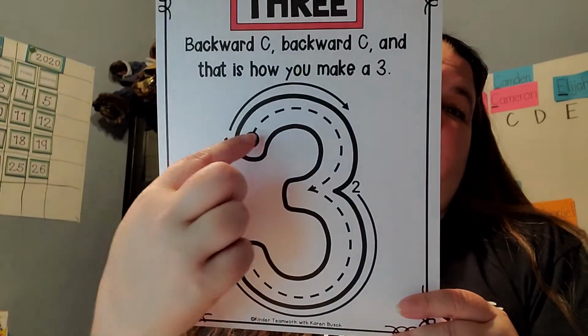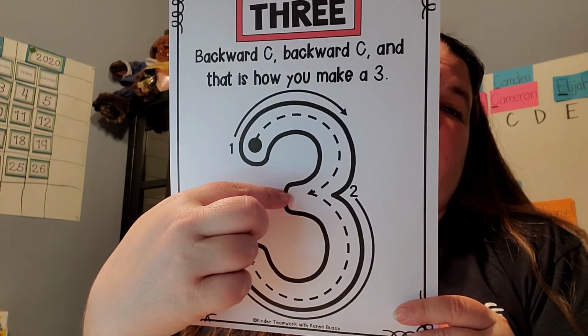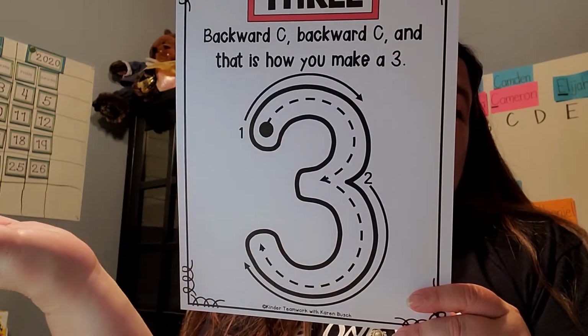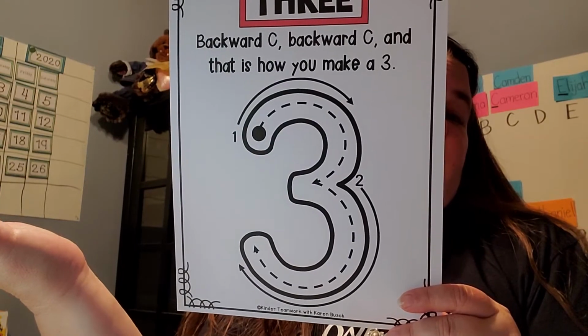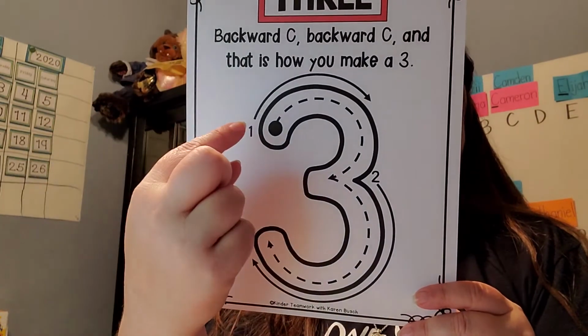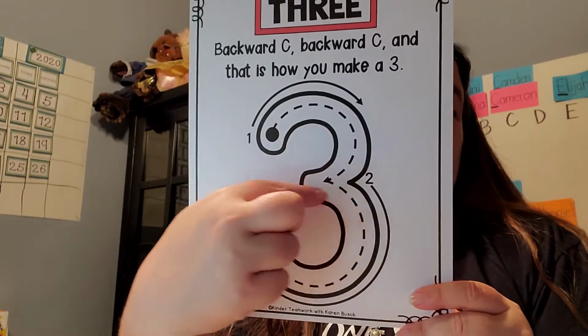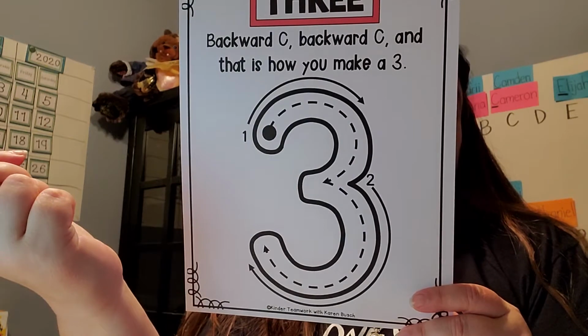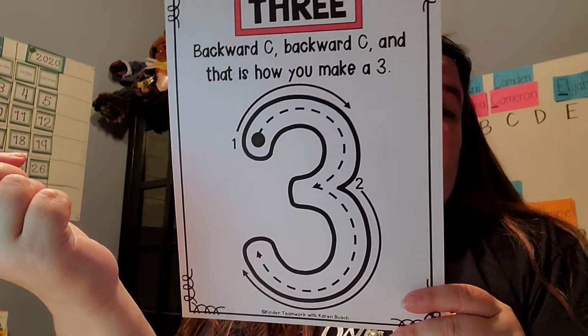Okay, 3. Ready? Backward C. Backward C. And that's how you make a 3. Backward C. Backward C. That's how you make a 3. Backward C. Backward C. That's how you make a 3.